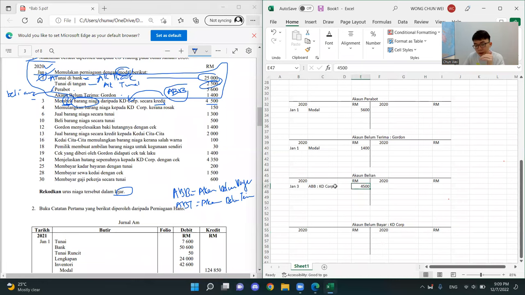Okay, so here I read debit my belian. So under KD Corp, I must credit. You see or not? So here, same date, January 3rd. So butiran here, I write back from here. From where? From belian. So belian, 4,500. That's it.